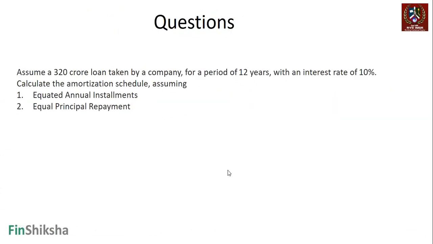And so as we come to the end of this particular video, couple of quick questions. Assume that a 320 crore loan is taken by a company for a period of 12 years with an interest rate of 10%. Calculate the amortization schedule assuming equated annual installments and assuming equal principal repayment, right? Just what we did. We have to revisit that with a new set of data, try and create this set of data for this particular question.